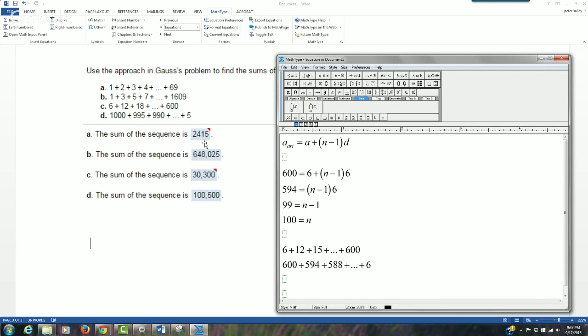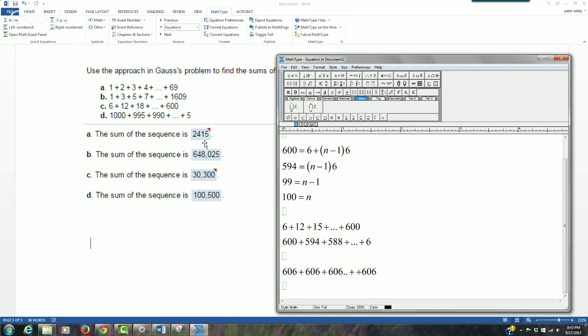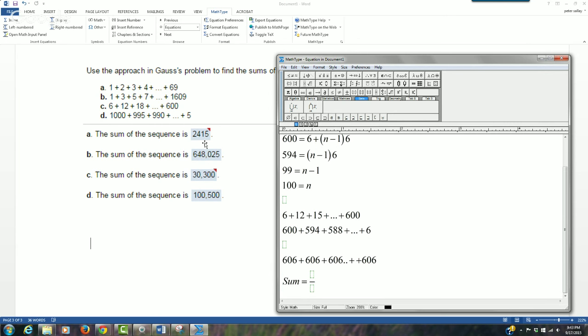When I add those two rows together, I should get 606 plus 606 plus 606. You know, there's a whole bunch of 606s, right? How many 606s are there? There are 100 of them. So the sum formula then would be 100 times 606, but if you remember, I added that whole row twice, so that's twice as big as I want it to be, and that should give us the 30,300, which it does.